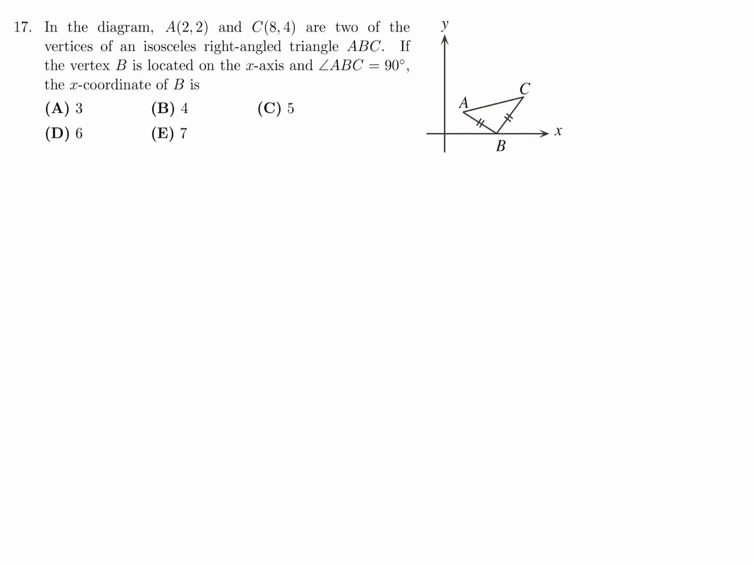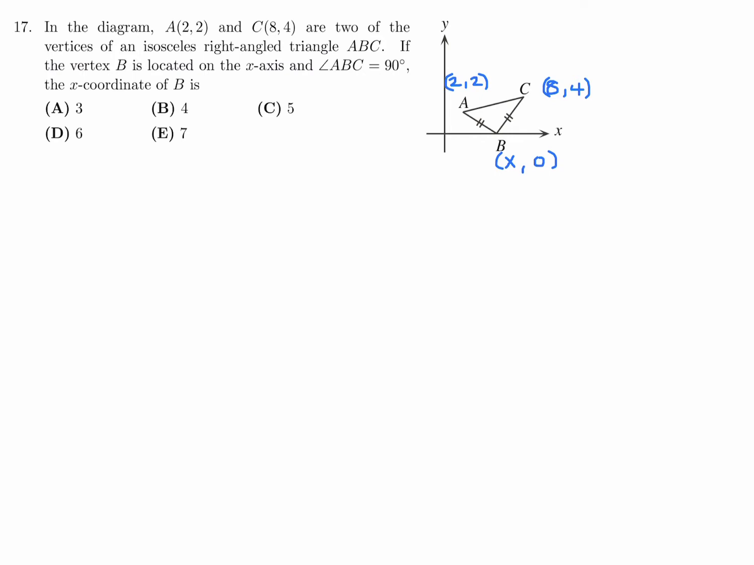In the diagram, A(2,2) and C(8,4) are the two vertices of an isosceles triangle ABC. If the vertex B is located on the x-axis and angle ABC is 90, the x-coordinate of B is. So this is C(8,4), and A is (2,2). And B, we don't know, it's (x,0), because it's on the x-axis, right? So the y-coordinate is 0. So we have to figure out x.